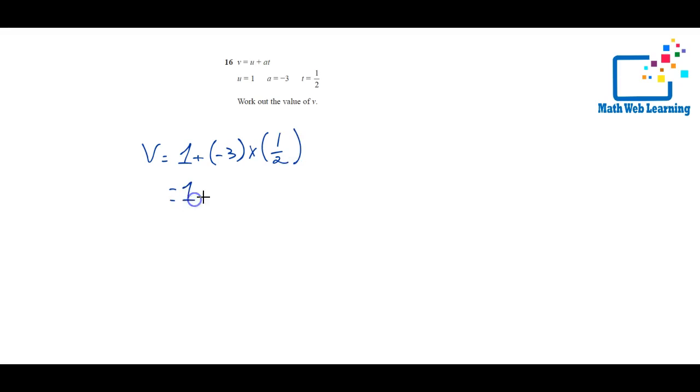So that gives me 1. I'll do the calculation here first. Plus, I keep them in brackets. Negative 3 times a half is going to be negative 1.5. Basically, remove the bracket now, and you do plus followed by minus, it changes to minus. So you're doing 1 minus 1.5, and the answer to that is negative 0.5. Right? Next question is question 17.